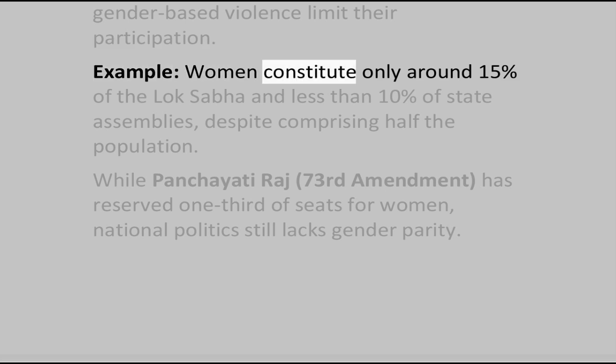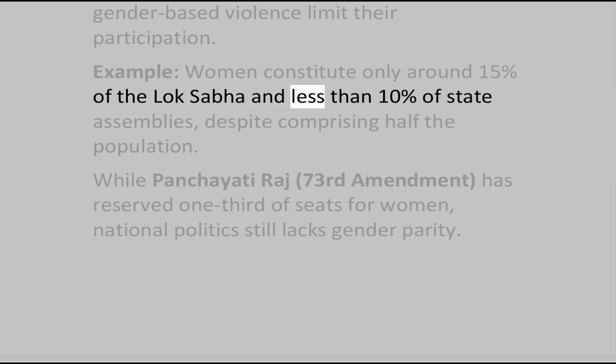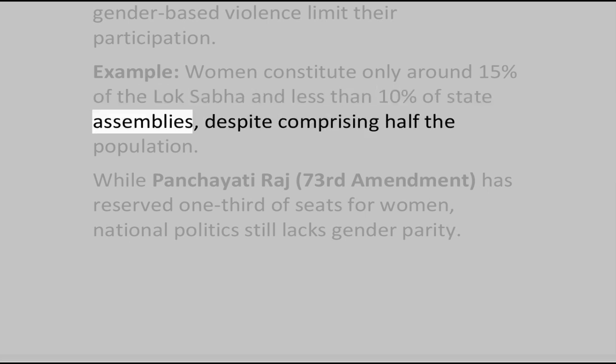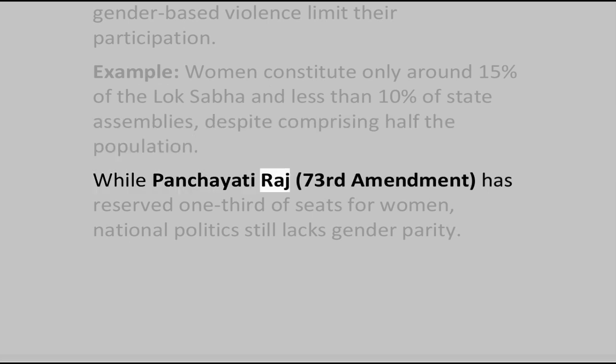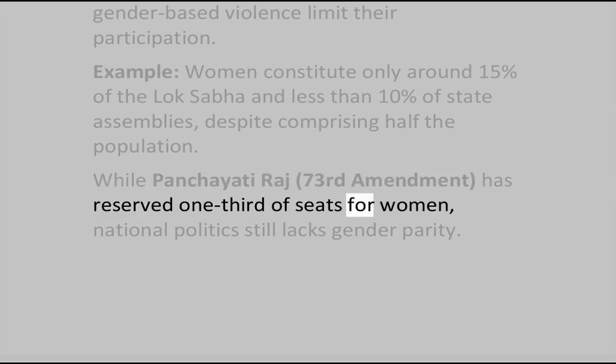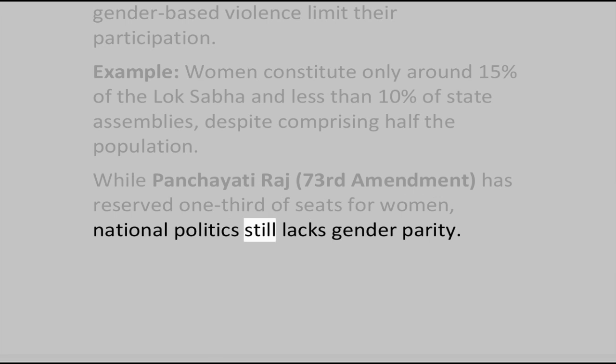Example, women constitute only around 15% of the Lok Sabha and less than 10% of state assemblies, despite comprising half the population. While Panchayati Raj, 73rd Amendment, has reserved one-third of seats for women, national politics still lacks gender parity.